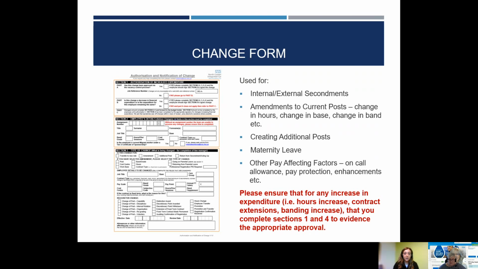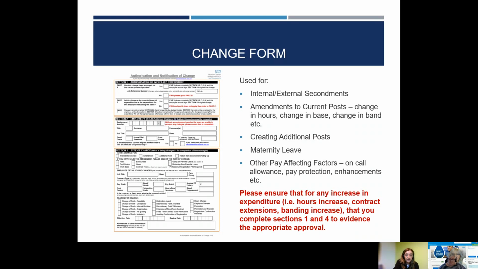To notify us if the employee will be going on or returning from maternity leave, or any other pay affecting factors, such as call allowance, pay protection, and enhancements. Please ensure that for an increase in expenditure, so for example, an increase in hours, an increase of banding or contract extensions, that you complete sections 1 and 4 to evidence the appropriate approval, as the form cannot be processed without this.